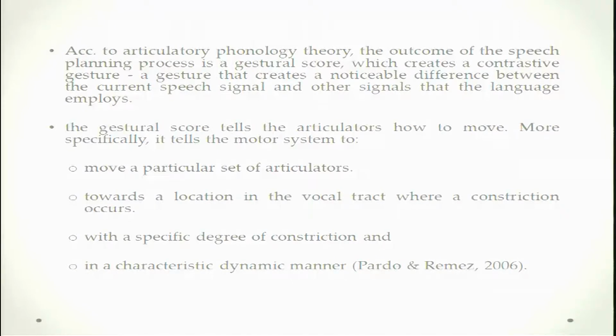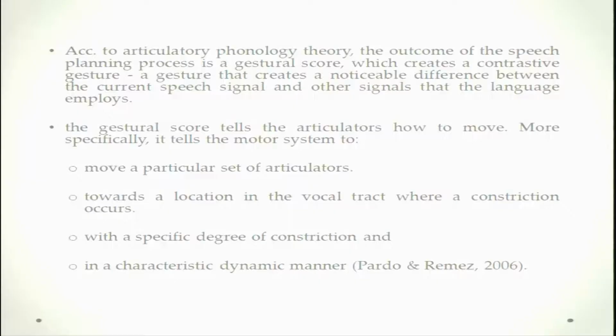According to articulatory phonology theory, the outcome of the speech planning process is a phonetic gestural score. The gestural score creates a contrastive gesture, which is the way in which you can differentiate between different sounds. A gesture that creates a noticeable difference between the current speech signal and other signals that the language implies. This will help tell the articulators how to move, what you need to do in order to execute this gestural plan.